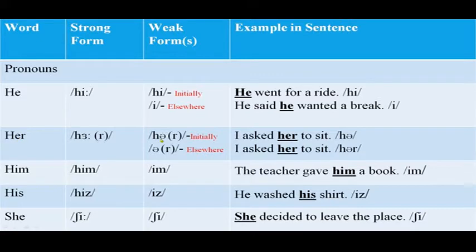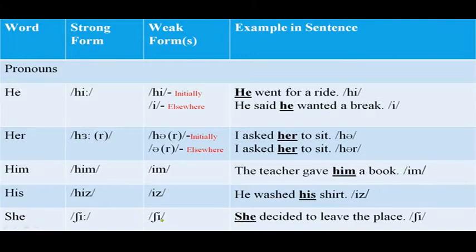Her again has two variants. Initially her would be articulated with the r being optional, and in other positions it is just the option of her that is used. Him is reduced to im, where the h is kept silent. The teacher gave him a book and not him a book. So h in this case would be kept silent. His is pronounced as is in his weak form. I washed his shirt.